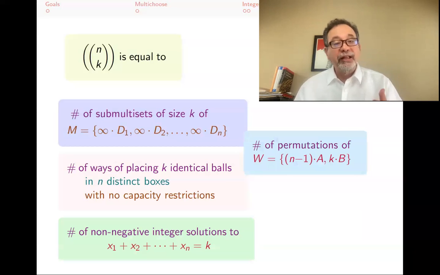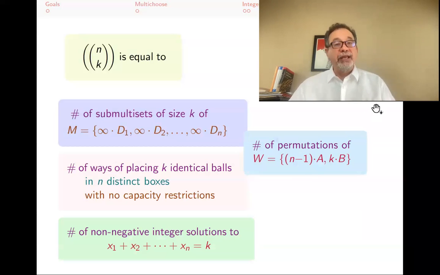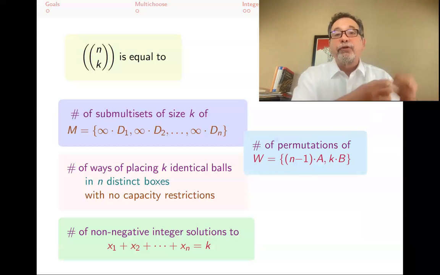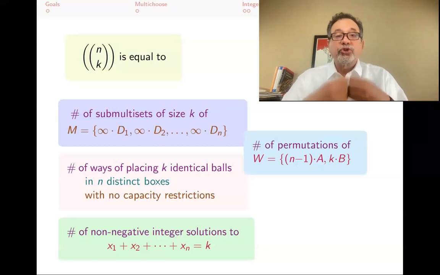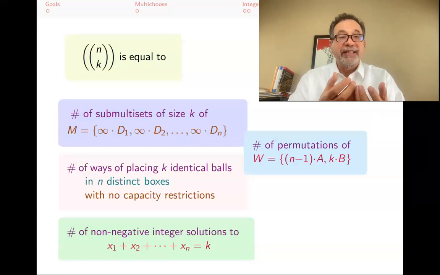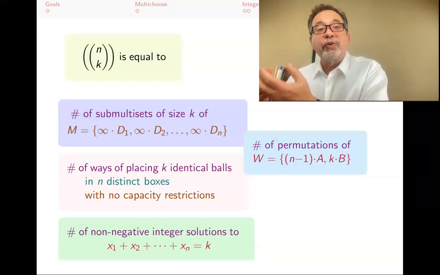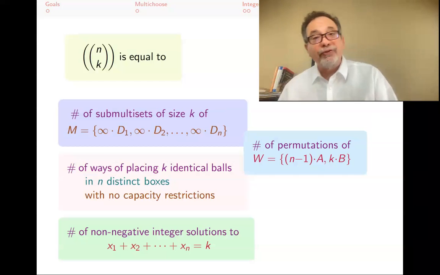And somewhat surprisingly, the number of integer solutions is also the same as the number of permutations of n minus 1 a's and k b's. Again, you place the n minus 1 a's and then you have n spots, and you have to put k b's in them. x1 is going to be the number of b's that go in the first spot, x2 the ones that go in the second spot, x(n-1) the number of b's that go right before the last a, and xn the number of b's that go after the last a.